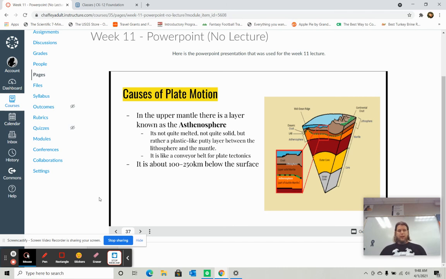As we went over the layers of the Earth, we talked about the asthenosphere, and we said it was this thin little putty layer that the plate sort of rode on. It's not quite melted, but it's not quite solid, and it's very putty-like. It's about 100 to 200 kilometers below the surface, but it's very important because that's what the plates ride across, and that's how they're able to move.